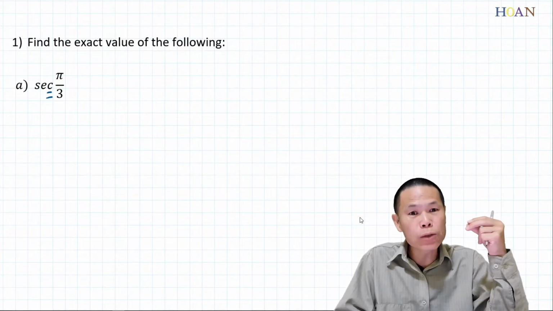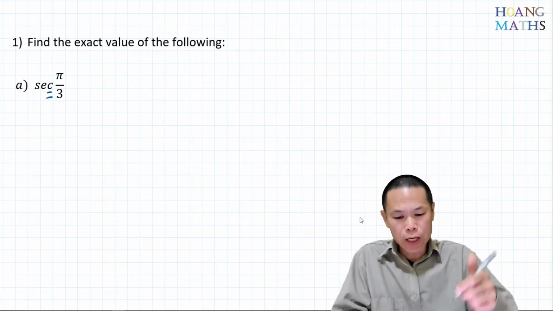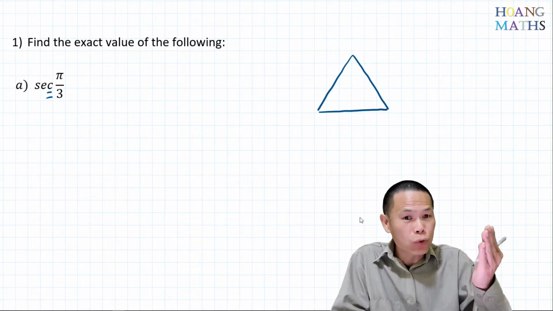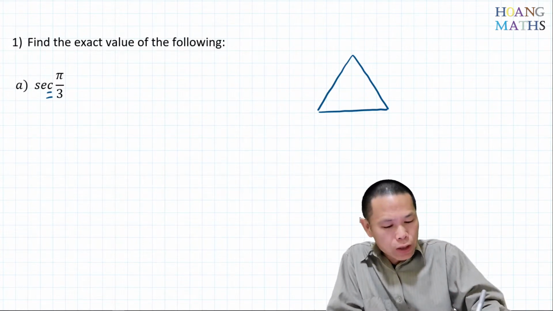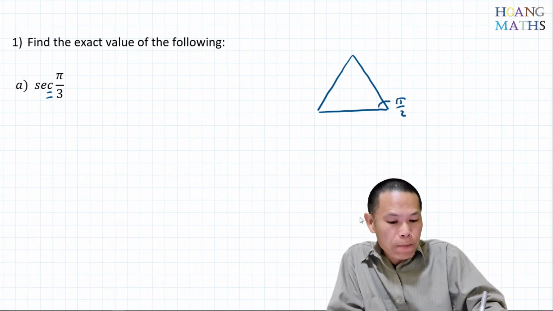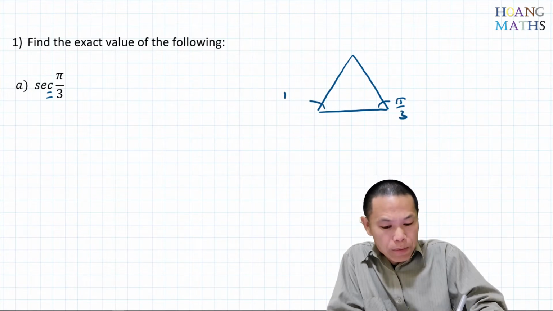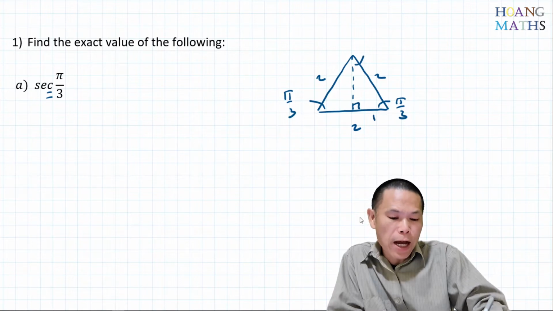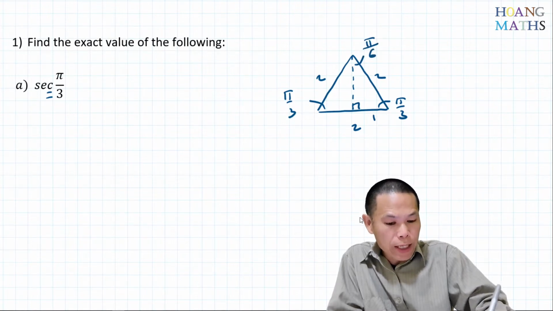Otherwise, we can just draw a triangle out. So let's say we can just quickly draw an equilateral triangle, okay? Because pi over 3 is 60 degrees. So I write pi over 3 here, and this is pi over 3, and of course, equilateral triangle, 2. So now what I do, I split it in half. So that must be 1, because pi over 3 cut in half must be pi over 6, okay, so 30 degrees if you like.